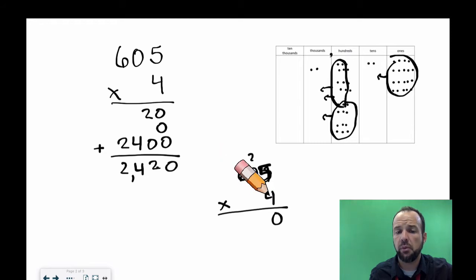Okay. Then when we multiply through, 4 times 0 is 0. And we're actually going to add on those 2 extra tens. Okay. So we're going to just add those in. 4 times 0 is 0. 0 plus 2 would be 2.